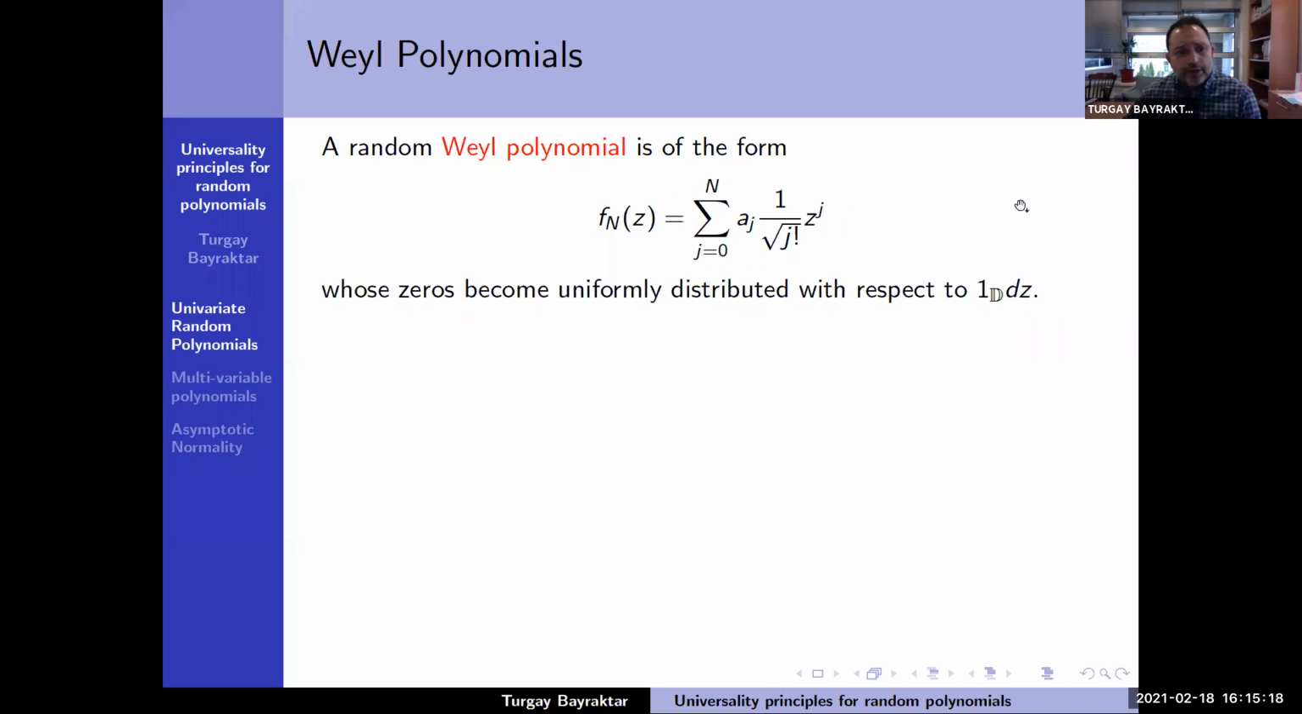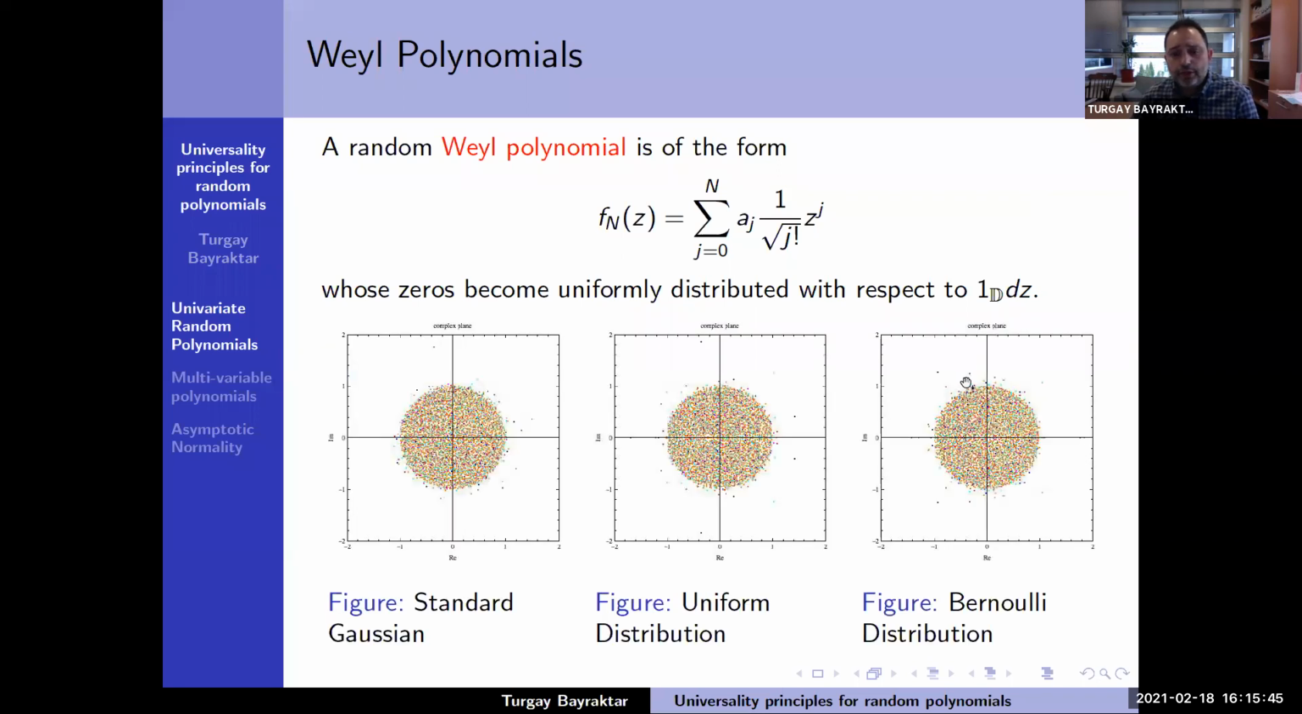The third model I wanted to illustrate is the Weyl polynomials. They are of this form, where again the a_j are IID random variables. You again have the scaled monomials like this, and then you look at random linear combinations. This time, zeros are equidistributed with respect to the Lebesgue measure supported on the unit disk. So the picture this time pops up like this.